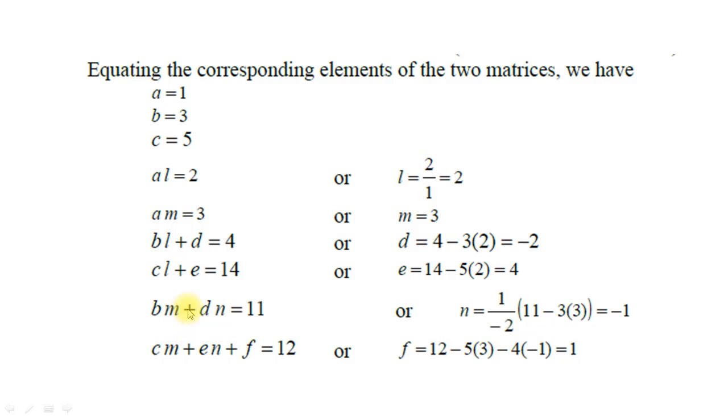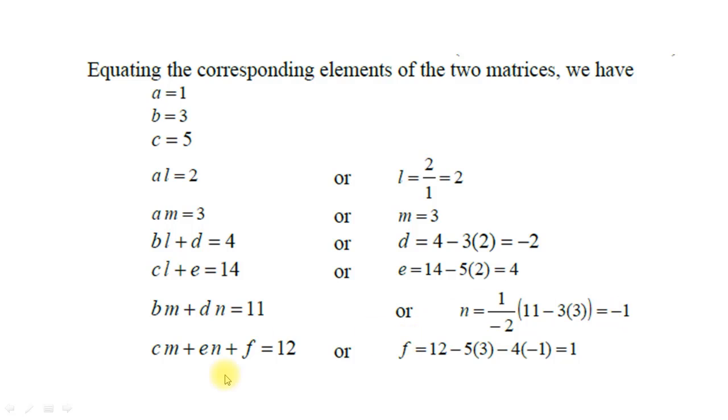Now BM plus DN is equal to 11, and this implies that N is equal to (11 minus BM) divided by D. So N is equal to 1 over minus 2 into (11 minus 3 into 3), and this is actually minus 1.